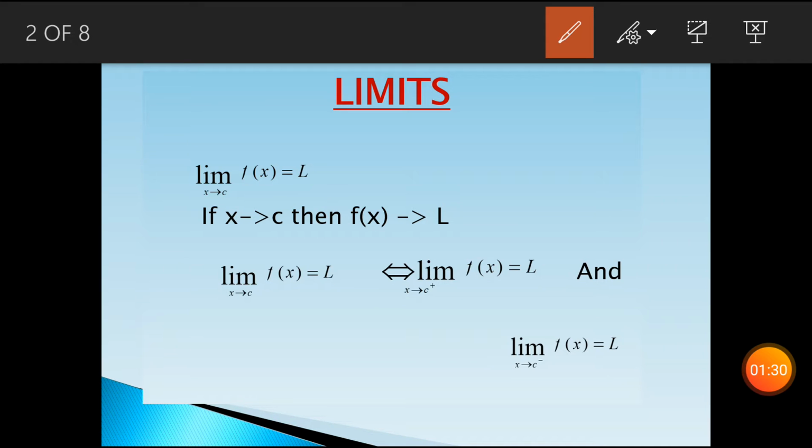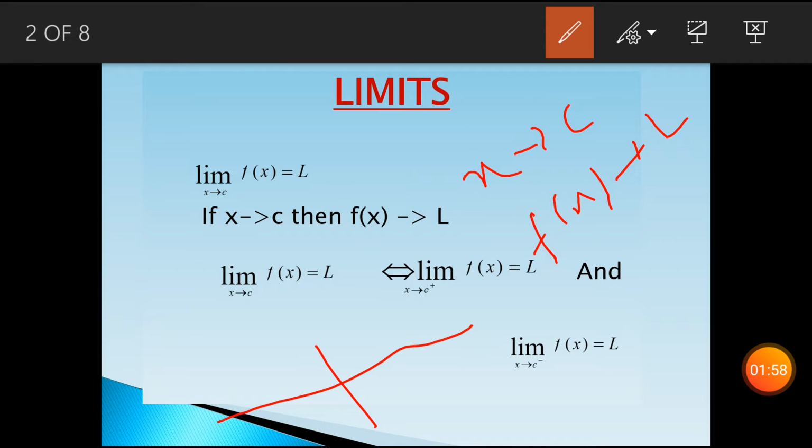The meaning is that when x is approaching c, f(x) is approaching L. This is the meaning of this definition. We are using here the word approaching, not the exact value. We never say f(x) equals L; we say f(x) is approaching L. So limit is all about approaching, okay? It's not about the exact value. If you want to study it graphically, it looks like this.